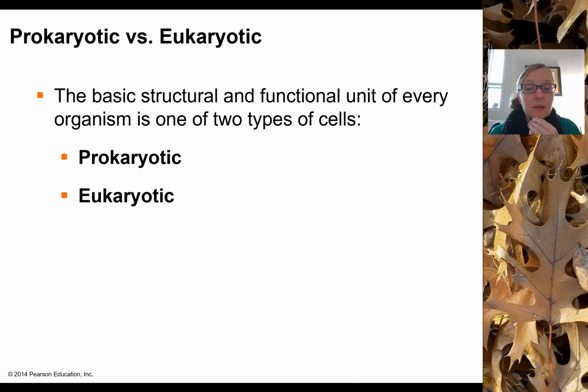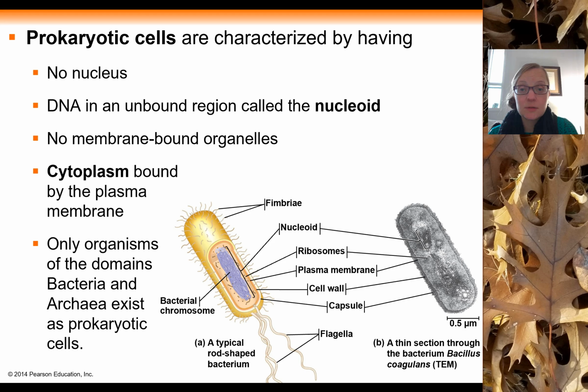Okay, the next couple of slides are going to give us probably a review and maybe a reintroduction to the different kinds of cells that we have, right? So we have two main categories of cells. We talked about this in chapter 1. We've got prokaryotic versus eukaryotic cells. And so what we're going to do is review them and their basic characteristics.